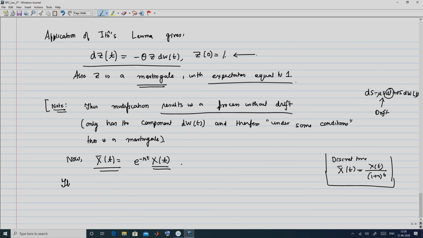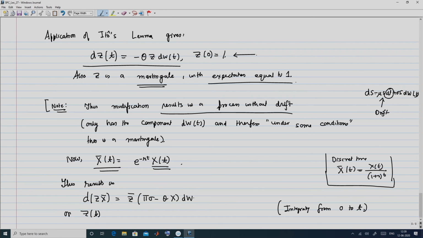So, this results in the relation d of z x bar is equal to z bar into pi sigma minus theta x into dw, where x is basically the wealth process. Or if you integrate this, what will you get? If you integrate from 0 to little t, what is this going to give you?